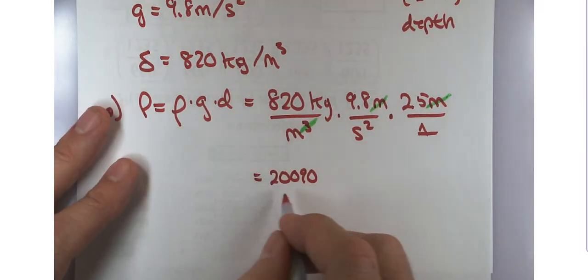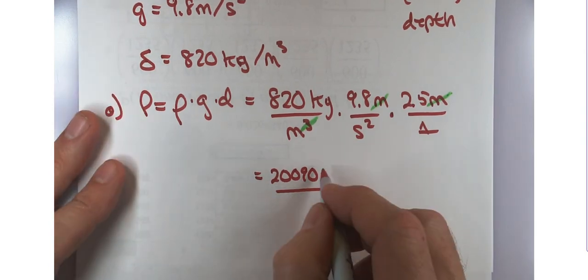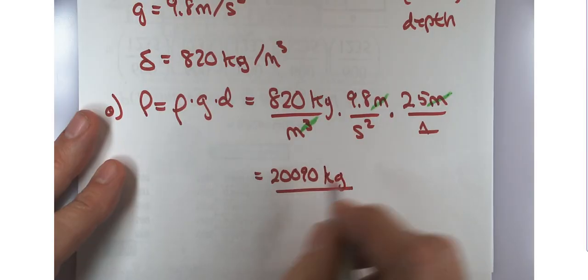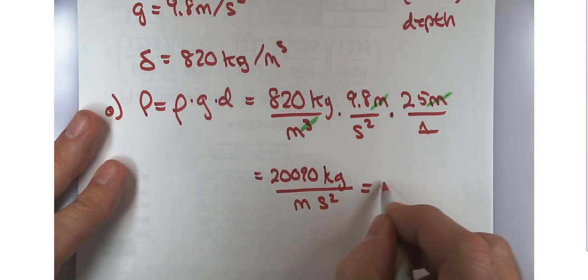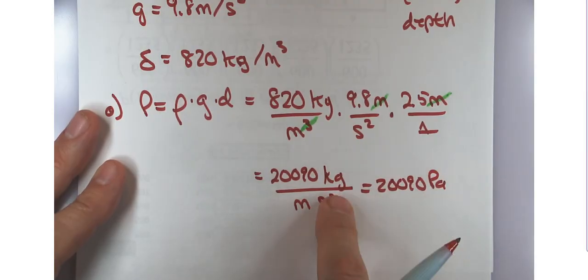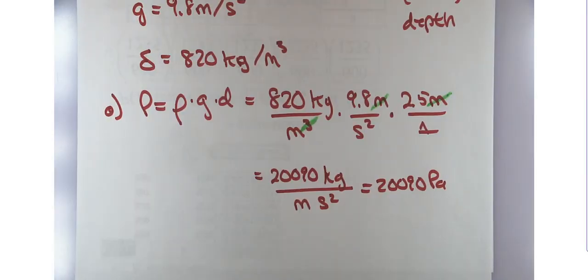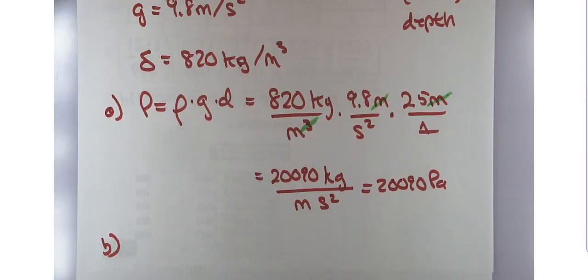What units am I left with, and where am I left with them? Kilogram on top, meters and second squared. So that's 20,090, and kilogram per meter per second squared is going to be a pascal. So 20,090 pascals. That's the pressure felt at the bottom of the tank.